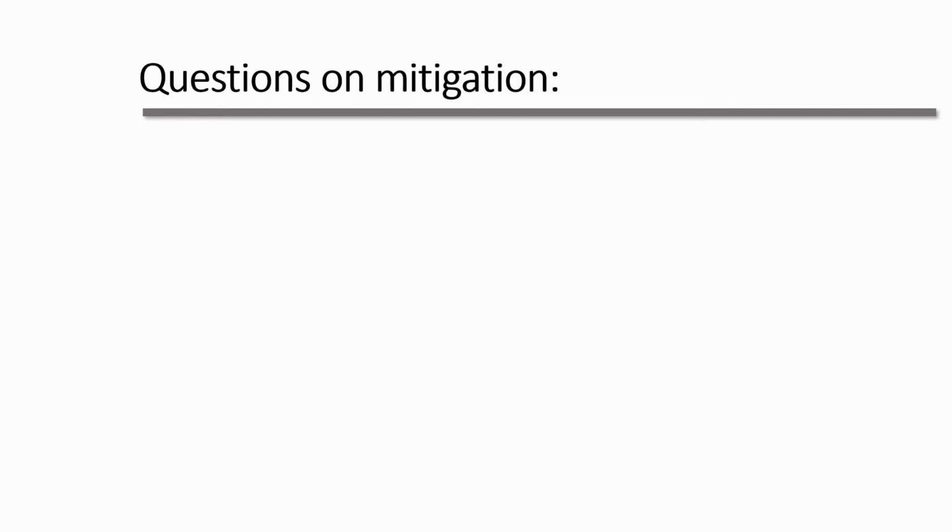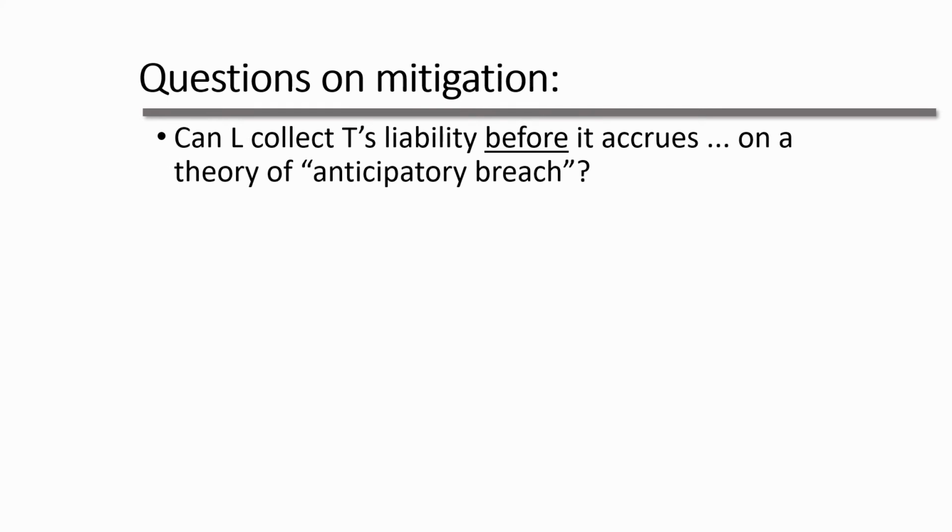Here are a few more questions about mitigation. First, can the landlord collect the tenant's liability before it accrues? In other words, the landlord might say, well, there are a number of years left to go on the tenant's lease and the tenant has abandoned. That certainly indicates the tenant has no intention of paying any of that future rent, so I ought to be able to go ahead and collect all of my damages from the old tenant right now.